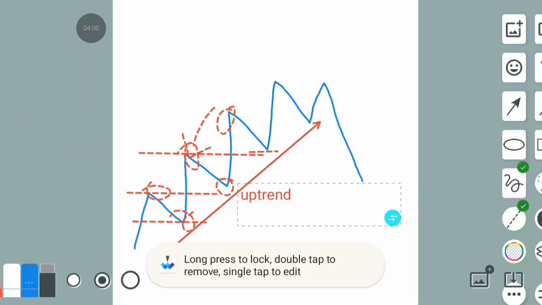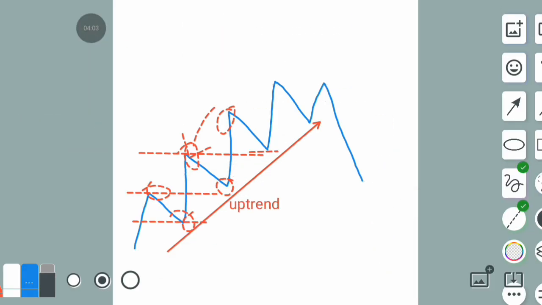Okay, this is what we call an uptrend. The market is moving upwards, forming higher highs. How do you identify an uptrend? It's when you see the market forming higher highs and higher lows.